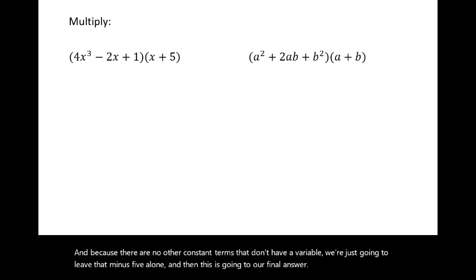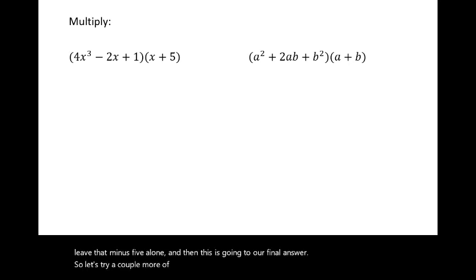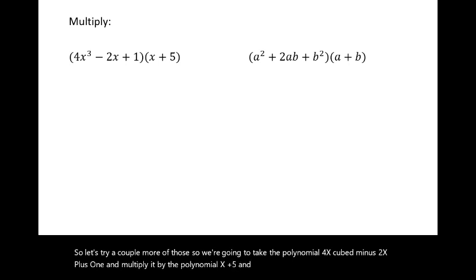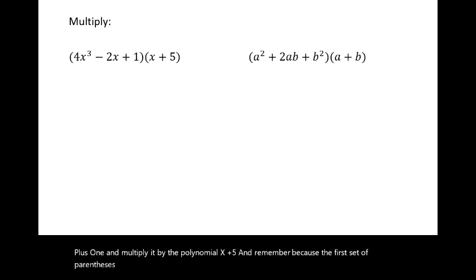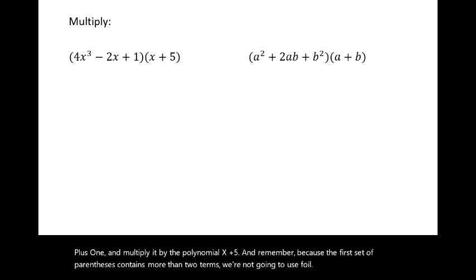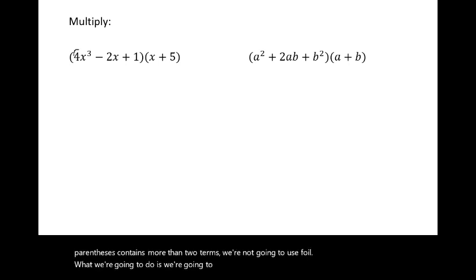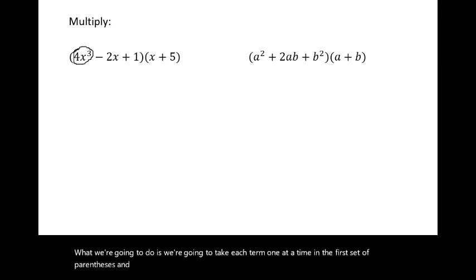So let's try a couple more of those. We're going to take the polynomial 4x cubed minus 2x plus 1 and multiply it by the polynomial x plus 5. And remember, because the first set of parentheses contains more than 2 terms, we are not going to use FOIL. What we're going to do is take each term one at a time in the first set of parentheses and distribute them to every single term in the second set of parentheses.